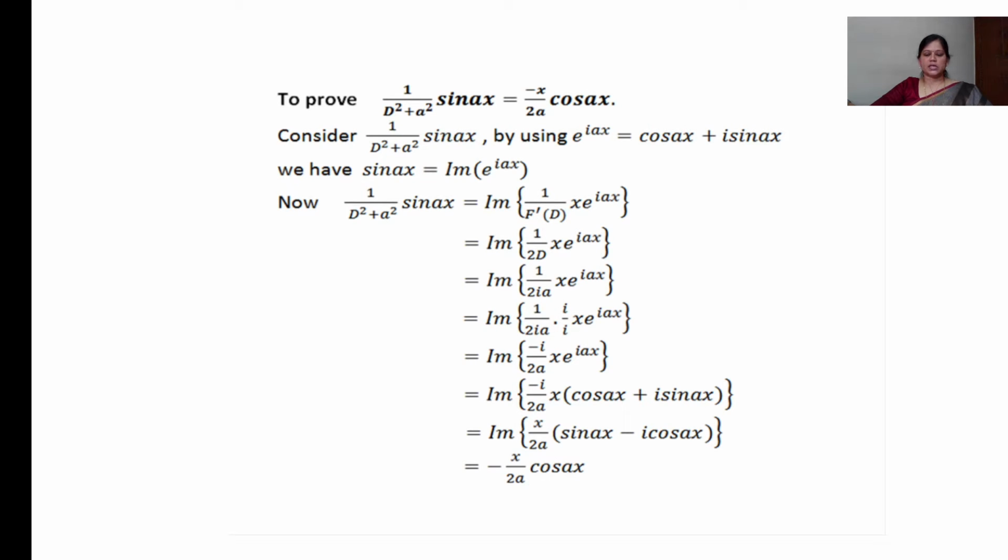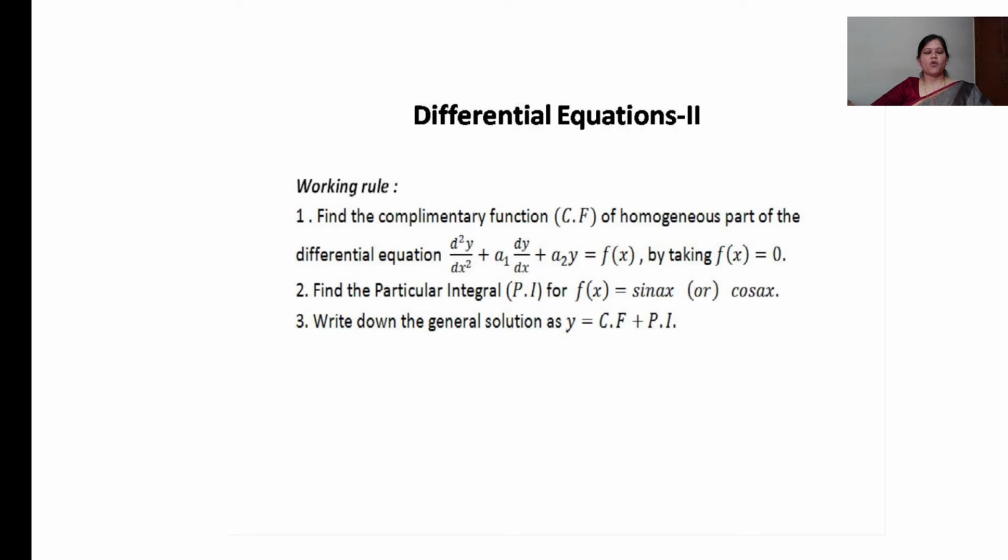So using all these conditions, we are going to see what is the working rule for finding the general solution in this method. First we have to find out complementary function of homogeneous part of the differential equation, d square y by dx square plus a1 dy by dx plus a2y is equal to f of x, by taking f of x is equal to 0. Then we have to find out particular integral for f of x is equal to sin ax or cos ax. Then write down the general solution as y is equal to complementary function plus particular integral. Here for example we are taking the second order. The same procedure we have to follow for higher order differential equations.